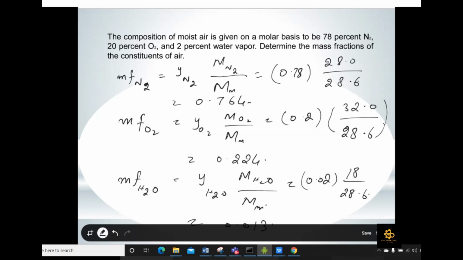So we can say that the mass fraction of N2 is 76.4%, the mass fraction of O2 is 22.4%, and the mass fraction of H2O is 1.3% in the mixture. Okay, so now the solution is completed. If you have any questions, you can ask.